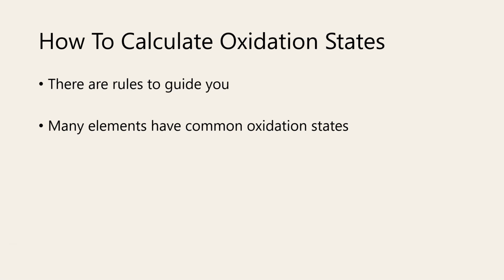So how do we calculate them? Well, there are some rules to guide you, to help you work it out and to help you understand them, of course. And it's also true that many elements have common oxidation states. There are a few elements that have only one oxidation state other than their elemental oxidation state. And learning those is really going to help you to calculate and work out the oxidation states for those atoms, those elements that have oxidation states that are less predictable.